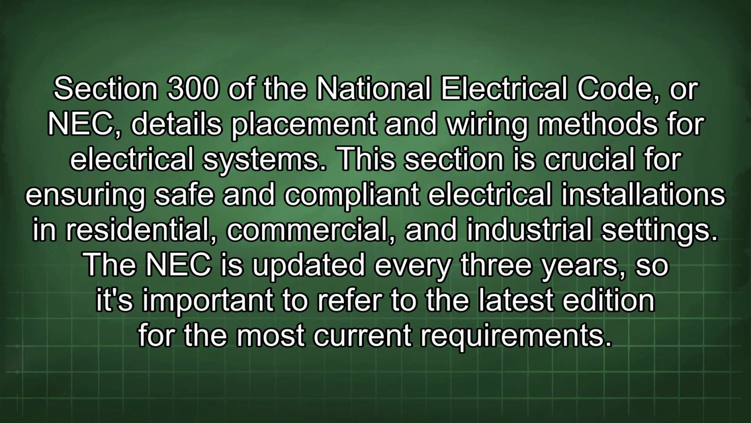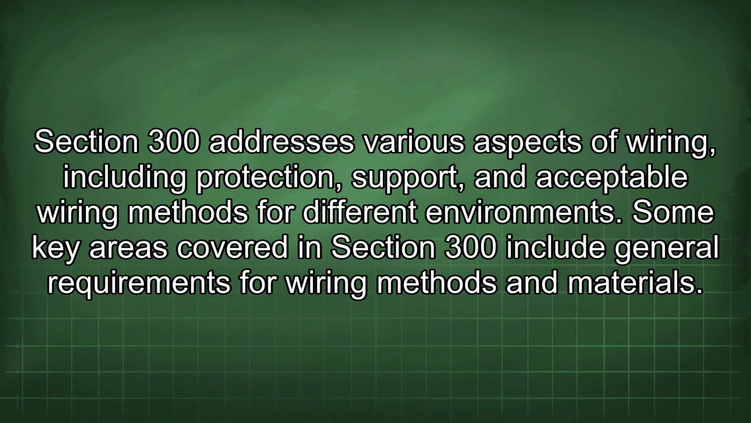Section 300 of the National Electrical Code, or NEC, details placement and wiring methods for electrical systems. This section is crucial for ensuring safe and compliant electrical installations in residential, commercial, and industrial settings. The NEC is updated every 3 years, so it's important to refer to the latest edition for the most current requirements. Section 300 addresses various aspects of wiring, including protection, support, and acceptable wiring methods for different environments.